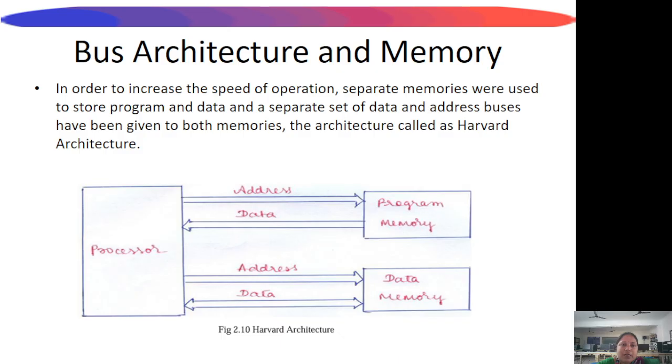To overcome the limitations of von Neumann architecture, Harvard architecture is used in DSPs. In this architecture, separate memories are used for program and data. Separate buses are provided for program and data access. This allows simultaneous instruction fetch and data execution. As a result, processing speed is significantly improved. Harvard architecture supports parallelism. It reduces memory access delays.